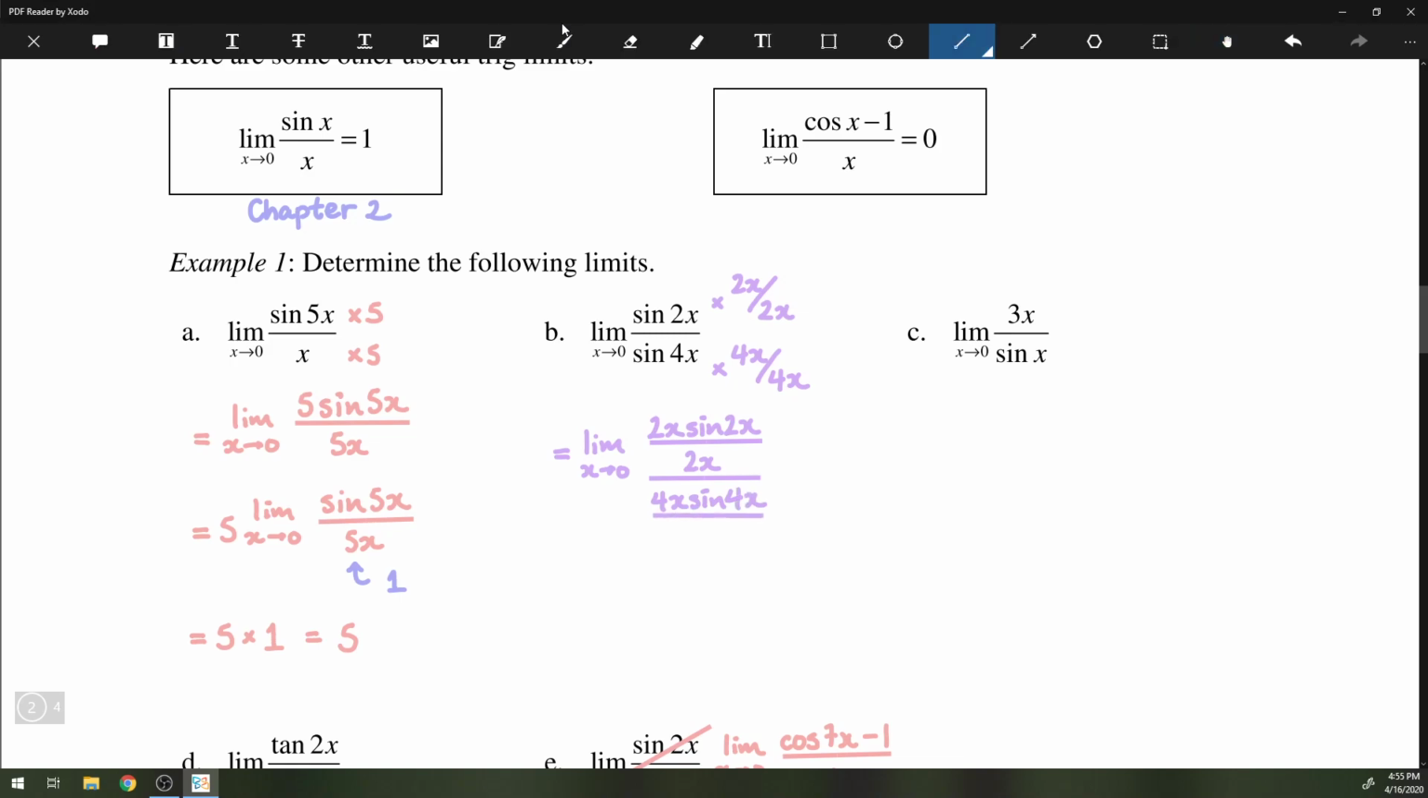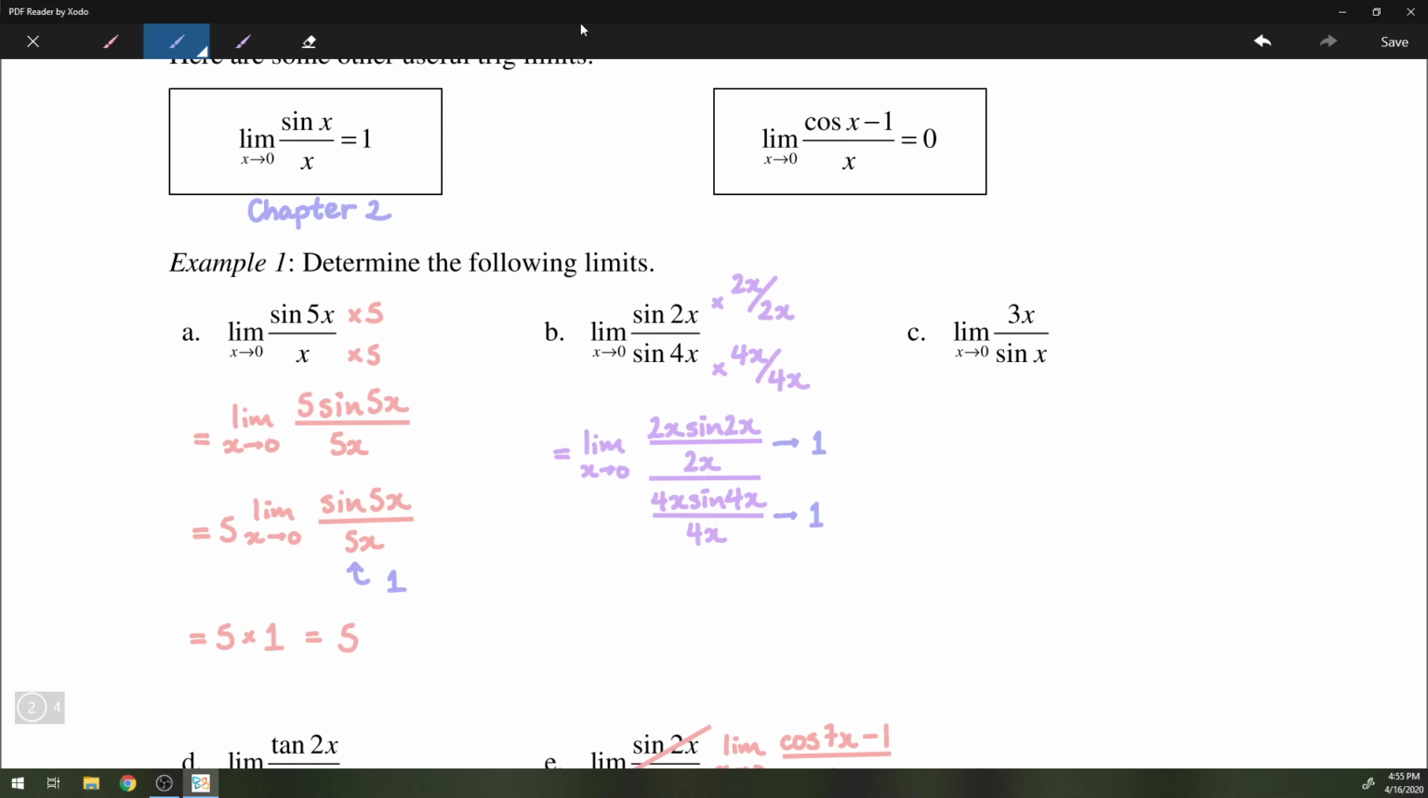Okay, so now, of course, the important thing to note here is that sine 2x over 2x and sine 4x over 4x, those two will give you a limit of just 1. And given our limit laws, we can evaluate this limit by parts if we wanted to. So that's what we do here.